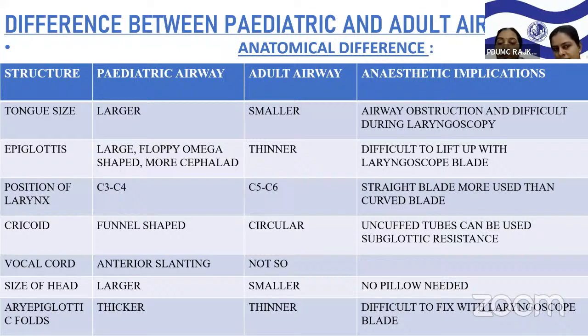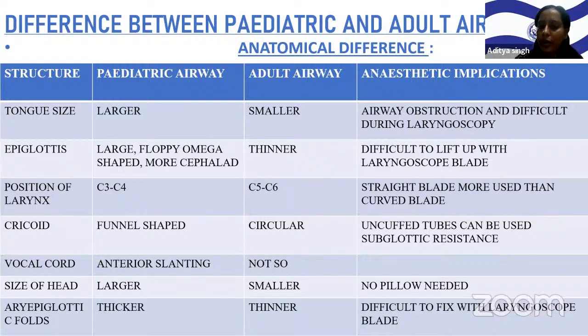So what is the difference of pediatric airway from the adult? There is anatomical difference, there is functional difference. Anatomical difference: the head of the baby will be larger when compared to the adult, so a pillow is not needed. And the tongue size is larger when compared to the oral cavity, so there will be airway obstruction and difficulty in intubation.